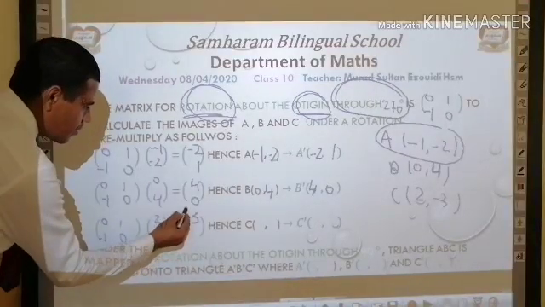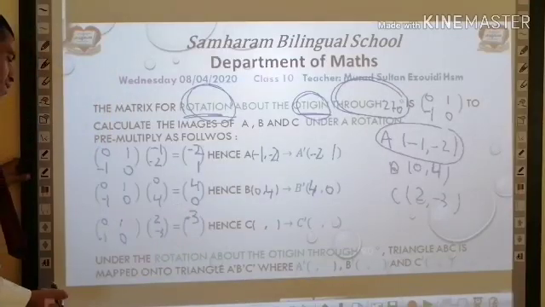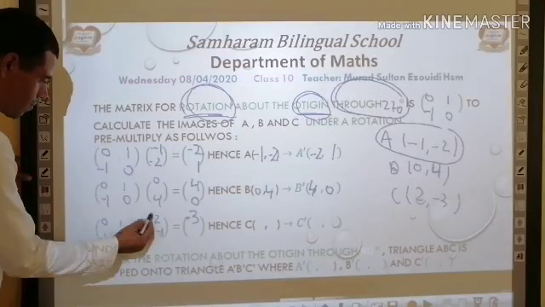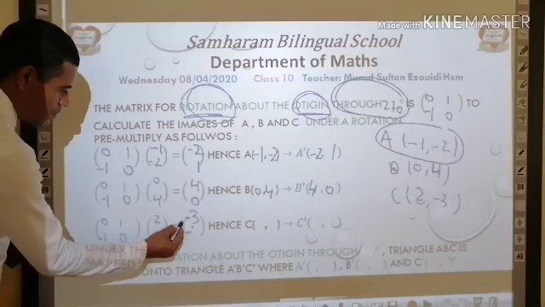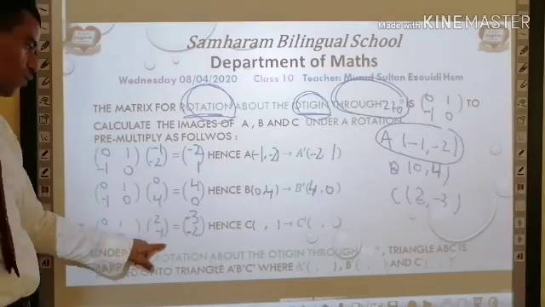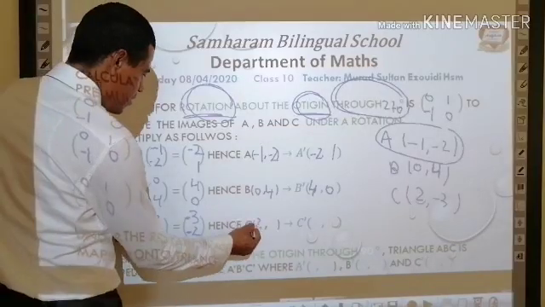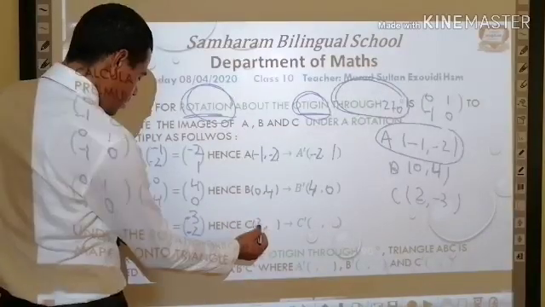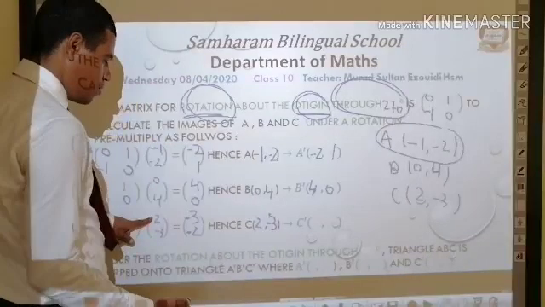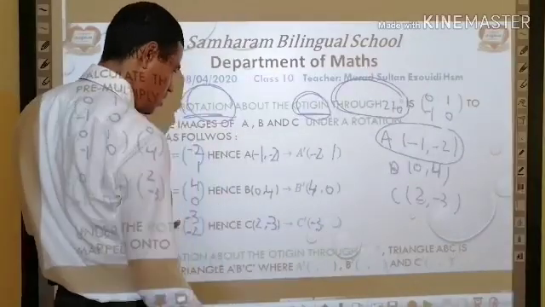Why negative 3? Because 0 by 2 is 0, plus 1 multiplied by negative 3 is negative 3, plus 0 is negative 3. Then this one, negative 1 multiplied by 2 is negative 2, plus 0 multiplied by negative 3 is 0, so 0 plus negative 2 gives negative 2. Hence C with coordinates 2, negative 3 maps to C prime with coordinates negative 3, negative 2.